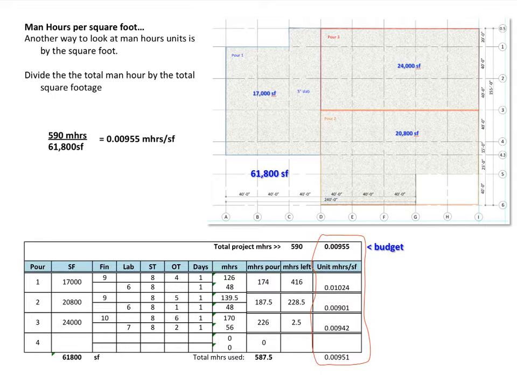You can see the first pour is over some and placements 2 and 3 are under. If this number here is higher than the budget, then the job is underproducing as seen in the first pour. If this number is lower than the budget, then the job is making money as seen in pour number 2 and pour number 3. Ultimately, the combined pours and the man hours per square foot are under budget.